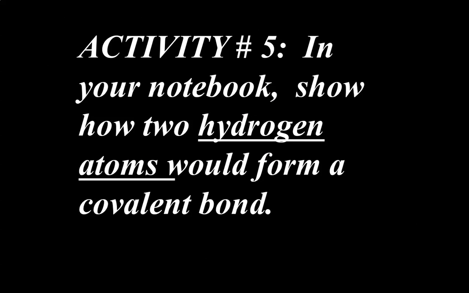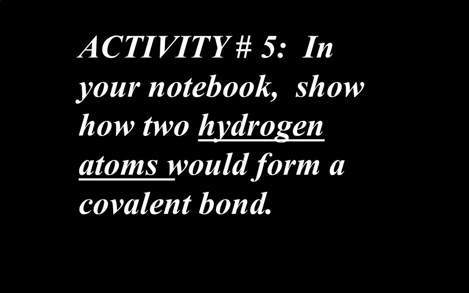So in your notebook, see if you can show me how two hydrogen atoms would form a covalent bond. So go ahead and hit pause in this video and give that a try. Remember, hydrogen atoms each have only one valence electron. So neither one of them really wants to give up its electron. It's possible for it to give it up, but it's not that easy. So each hydrogen atom is reluctant to give up its one electron.